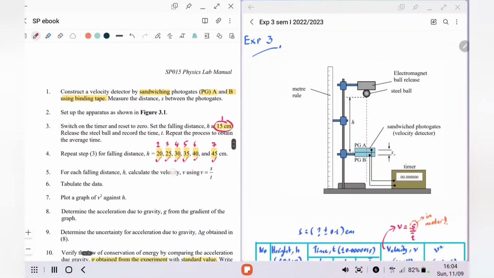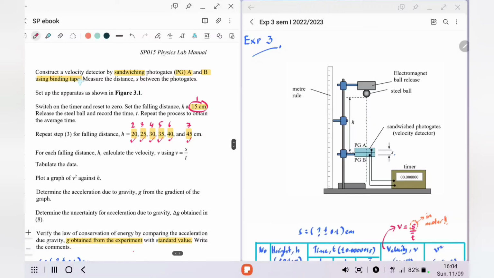Let's check the procedure. Construct a velocity detector by sandwiching photo gates A and B using binding tape. We sandwich these two photo gates, A and B, close to each other, and then measure the distance s between the photo gates. Set up the apparatus as shown in figure 3.1. Switch on the timer and reset to 0. As usual, I think you know how to use the timer already.